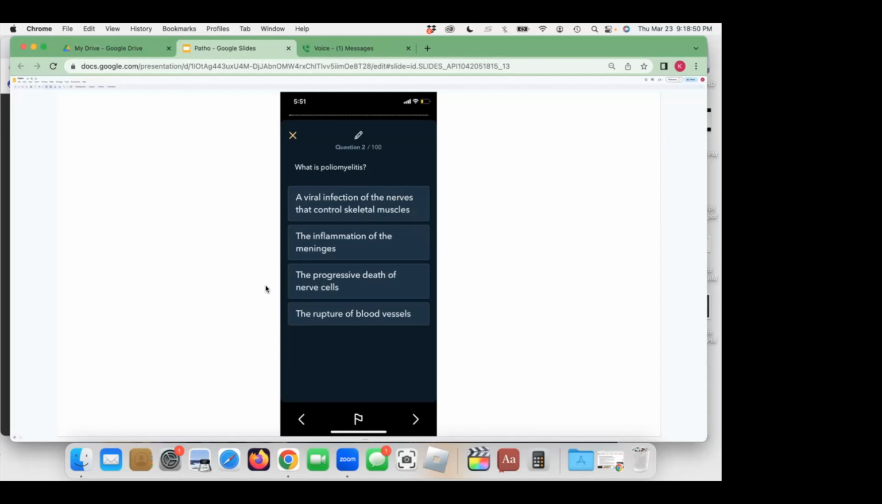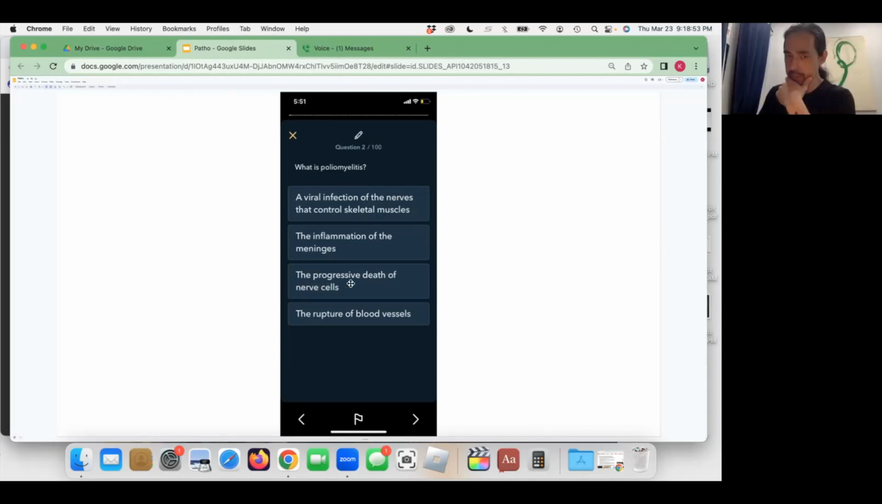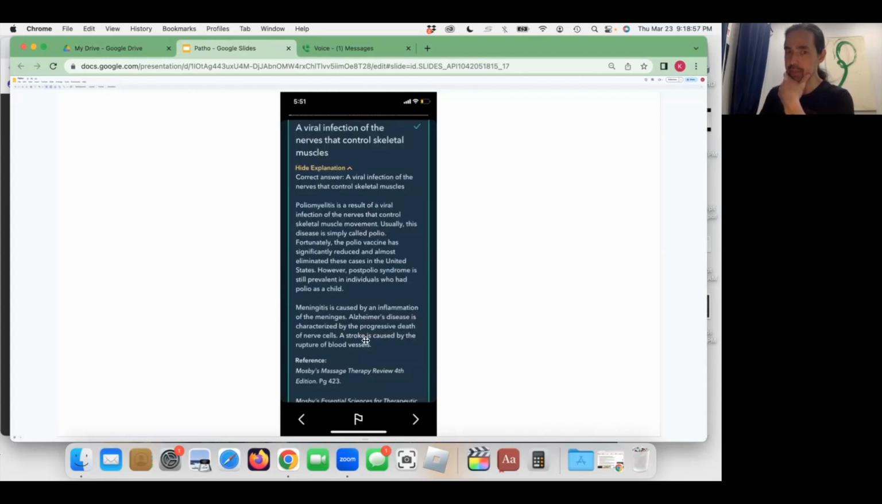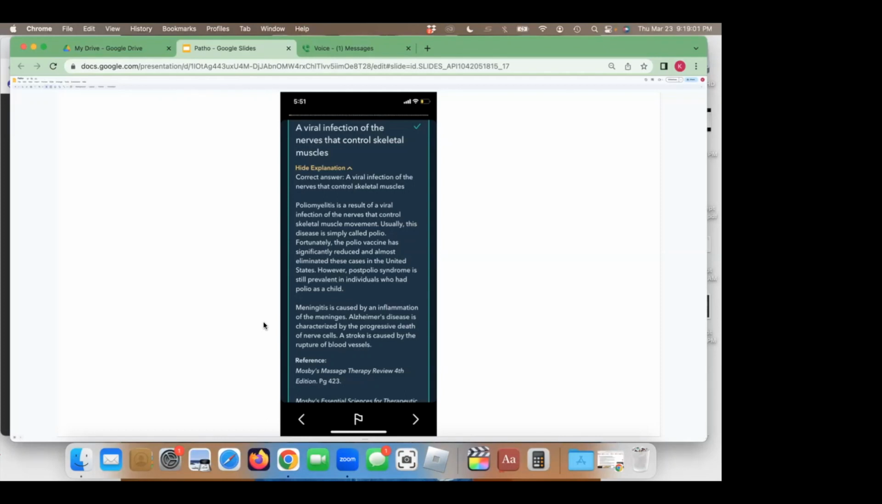Yeah, got you. But now you know progressive death of nerve cells could be not just polio, but something like Alzheimer's disease. Yes. Mhm.